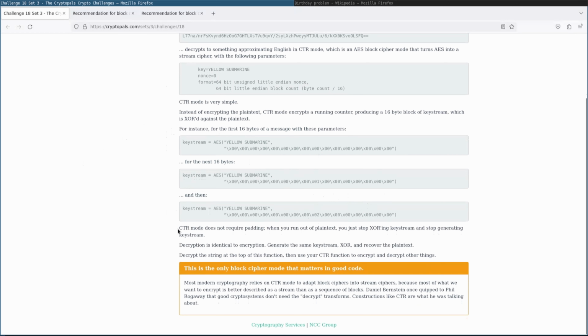Counter mode does not require padding. This is true. When you run out of plain text, you just stop XORing keystream and stop generating keystream. One thing to note, of course, is that doing things this way leaks the exact length of your plain text, and in many contexts, the length of your plain text is not intended to be public data, so in these settings, you might still consider adding padding, however, it is not required. Decryption is identical to encryption. You generate the same keystream, XOR, and recover the plain text.